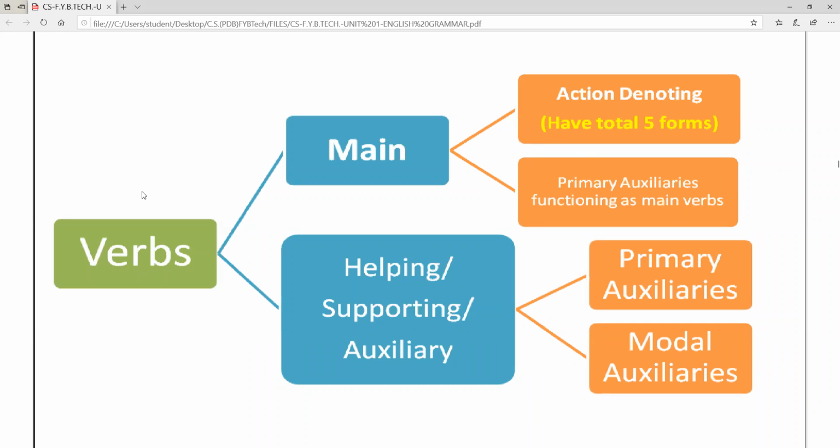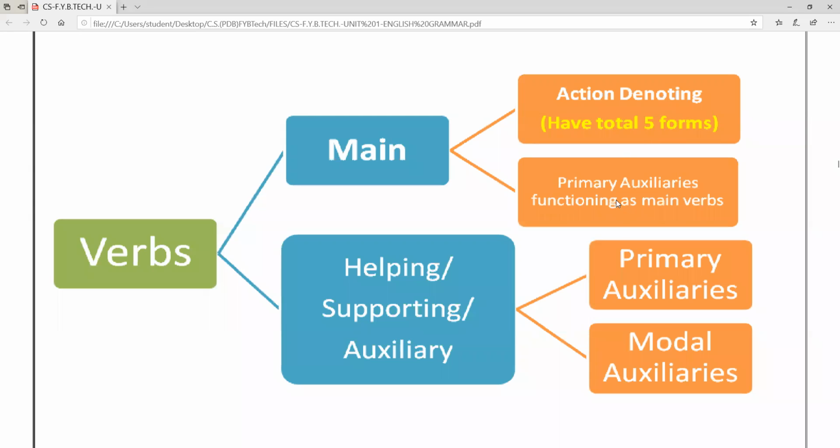Okay, so main verbs are divided into two, that is action denoting and primary auxiliaries. So action denoting main verbs have total 5 forms. तर action denoting main verbs चे किती फॉर्म आहेत तर 5 फॉर्म आहेत.